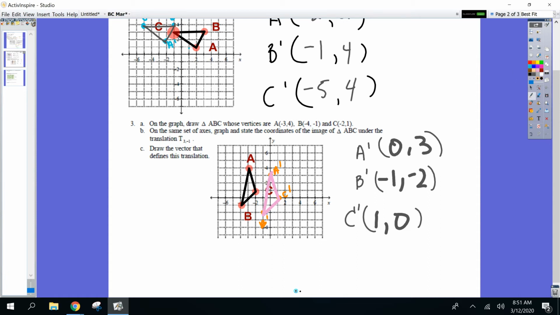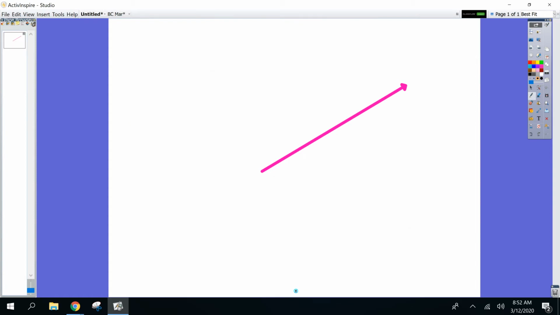All right. This has been pretty easy so far for you today. Now here comes the new stuff, part C. Draw me a vector that defines this translation. First thing, what's a vector? It's an arrow. Okay, but the vector serves 2 purposes.